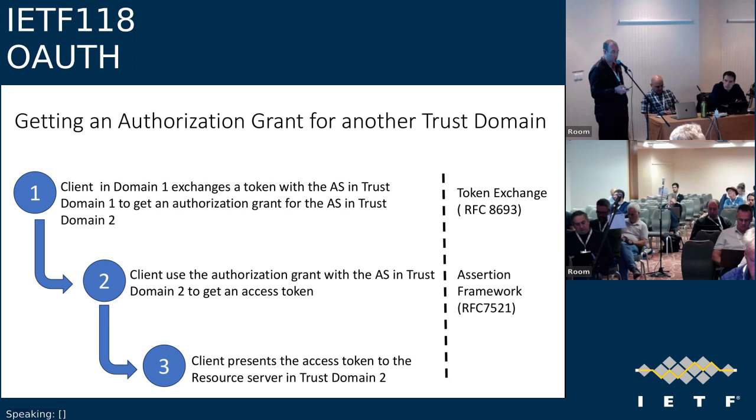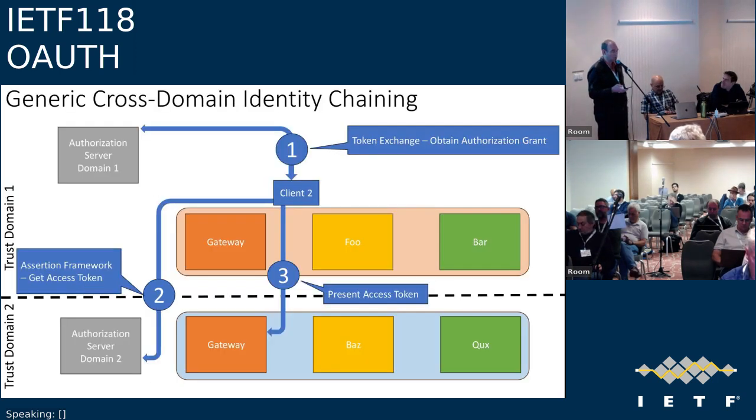And then from there on, that client can present the access token. So that's kind of at a very high level, and it looks like this. If we were to draw a picture, you'll see the client floating, not attached to a resource server or the authorization server. I'll talk a little bit more about that in the next slide. But this is really the flow: do a token exchange, use the Assertion Framework, and then present the token.